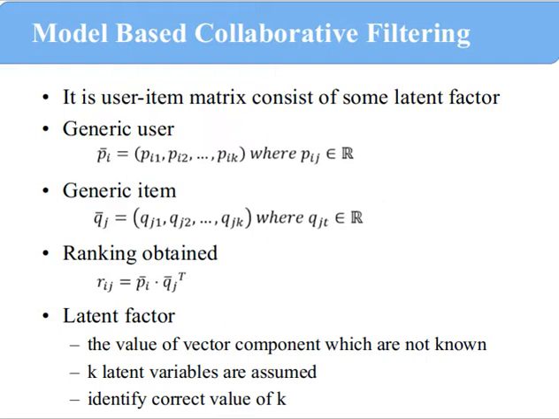Now here the latent factor, here we have to consider what exactly this latent factor is, the value of the vector component which are not known, which we just discussed now. The k latent variables are assumed over here, and the main question is what should be a correct value of k. So how many latent factors, latent variables, are you considering over there.